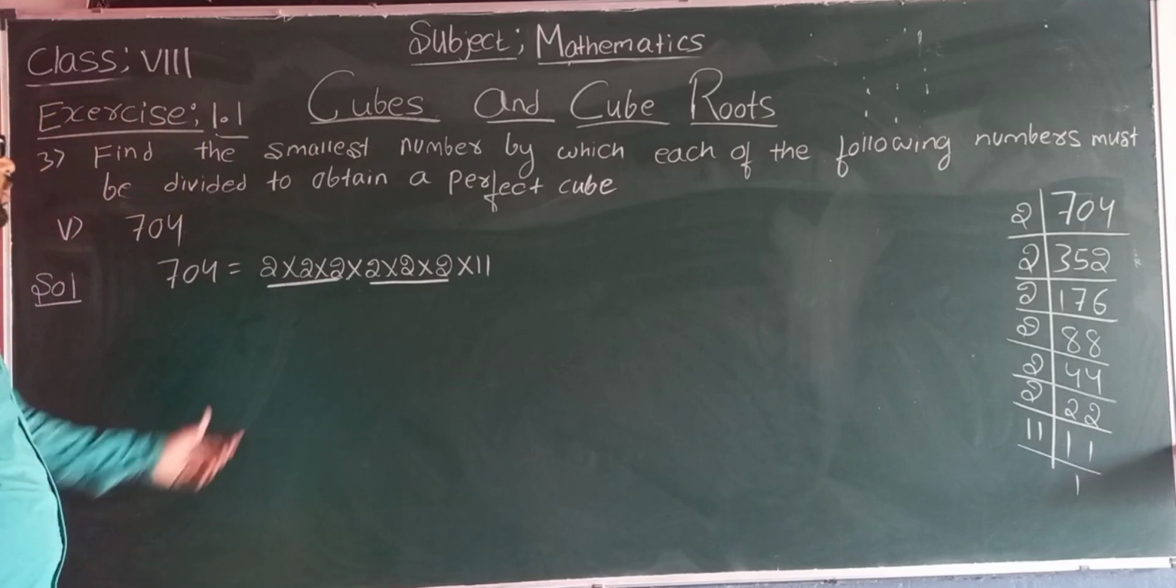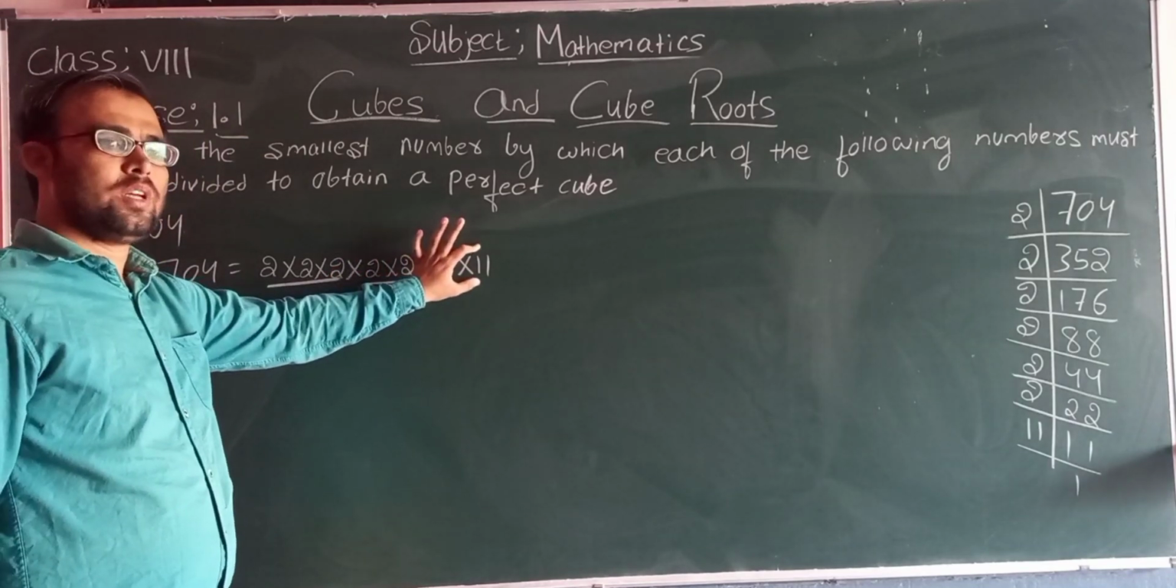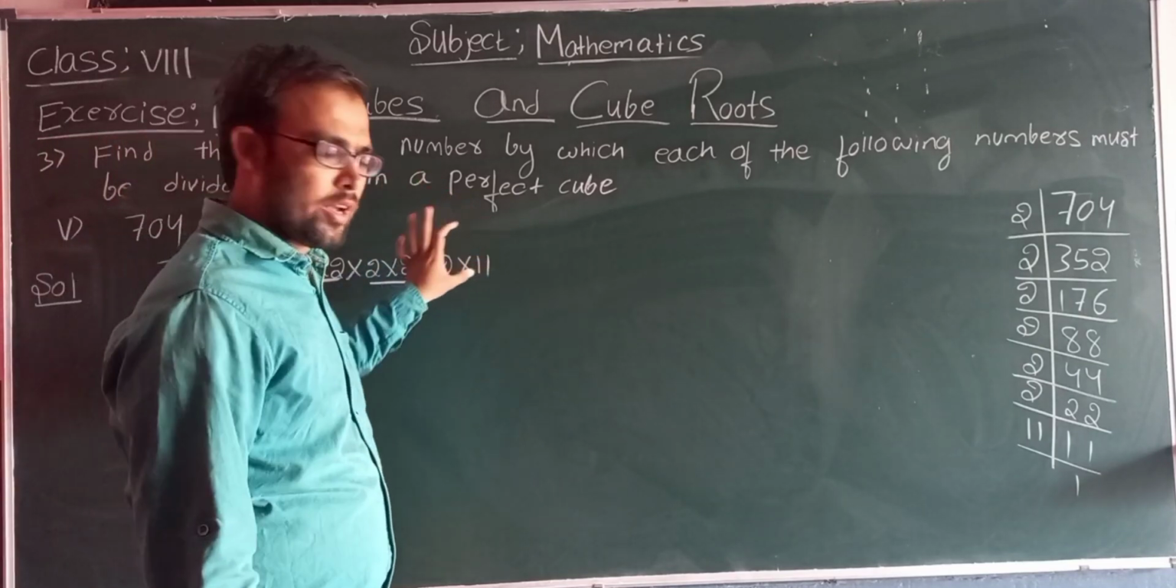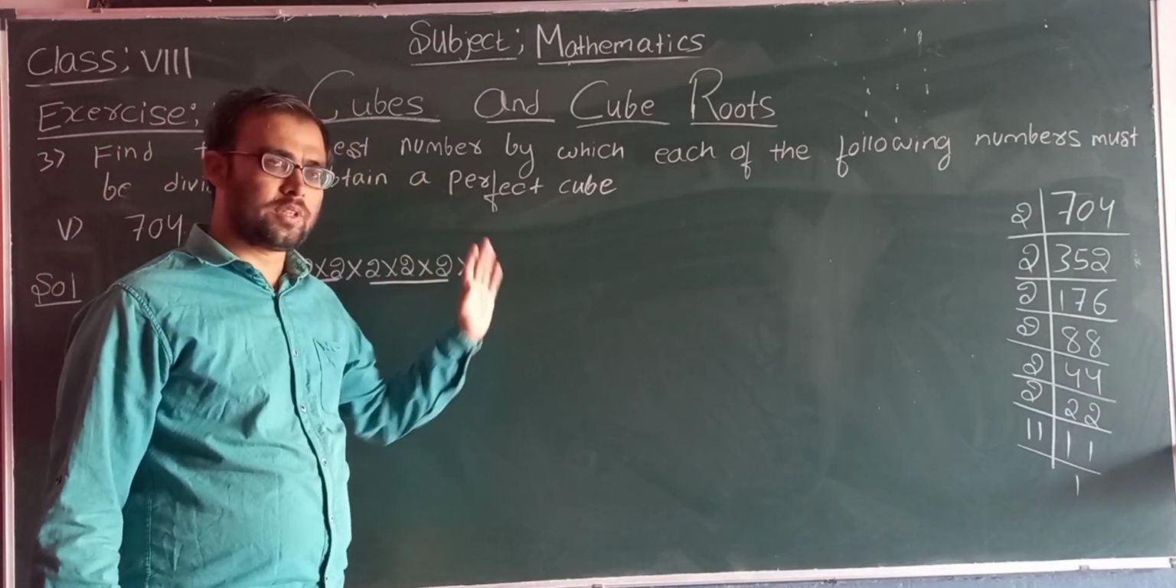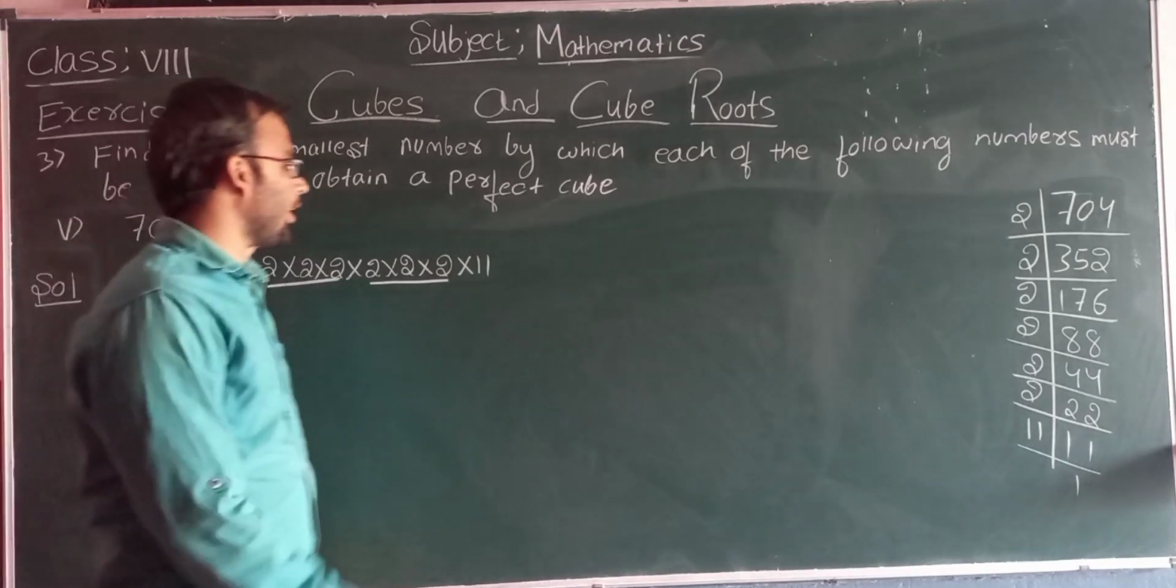So look at here, students. We can make only 2 groups. So here 11 is remaining now. As 11 is not in a group of 3, when we divide this number by 11, we are getting a perfect cube.